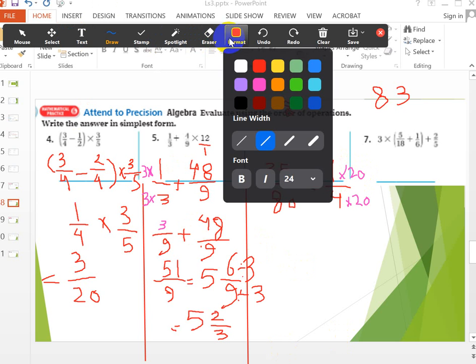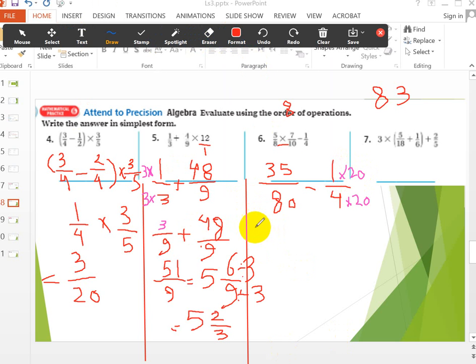Let's multiply and find the answer. It will be 35 over 80 minus 1 multiplied 20 equals 20. 4 multiplied 20 equals 80, because 4 multiplied 2 equals 8, and put 1 0 next to the answer. Now 35 minus 20, thank you, Lena, equals 15.